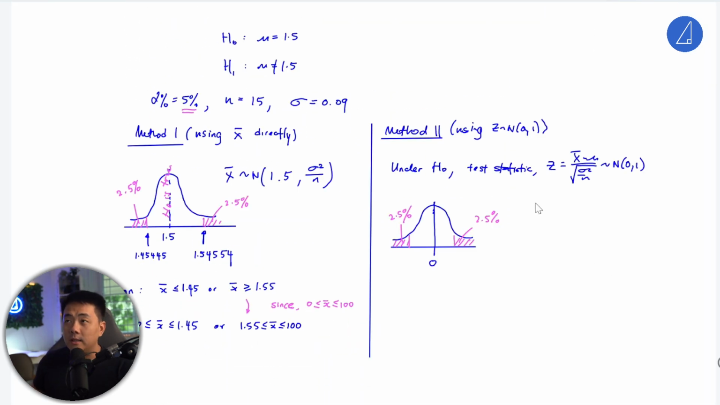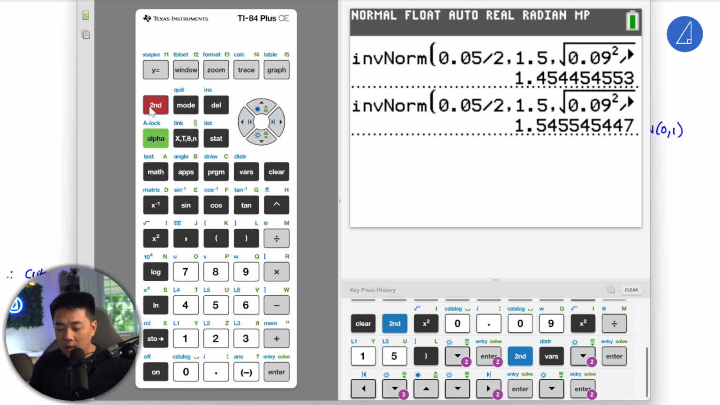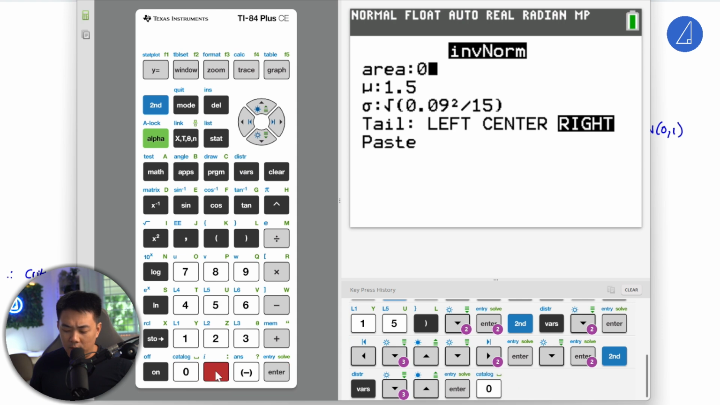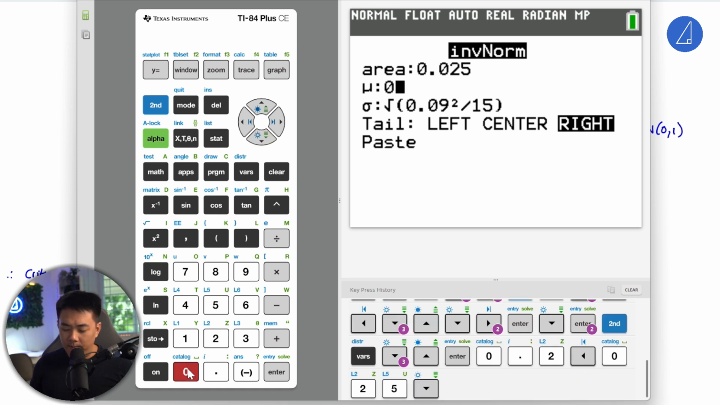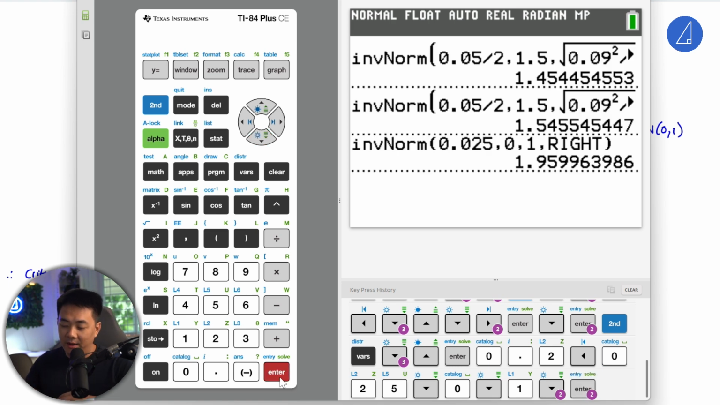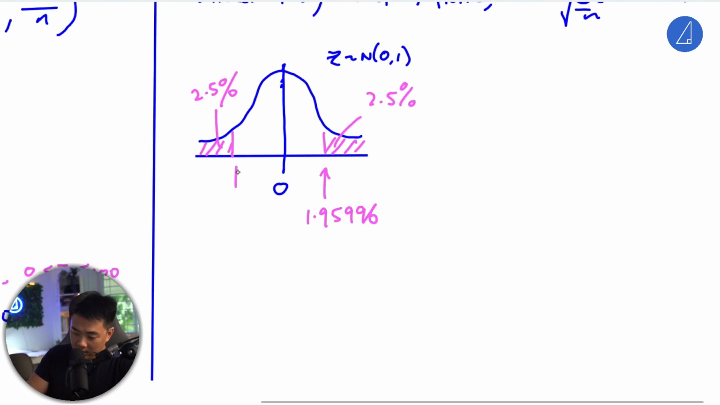If you're going to use the z-statistic as the test statistic, it will be normally distributed with mean 0 and variance 1. You just find the z critical values using inverse norm. You put 0.025, then 0 and 1, and right tail is fine. This will be 1.95996. Then the other will be the negative of it, negative 1.95996.